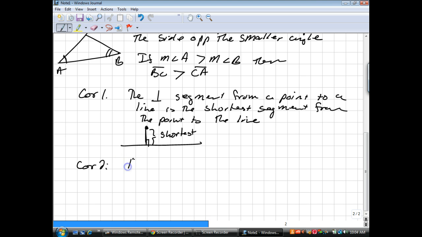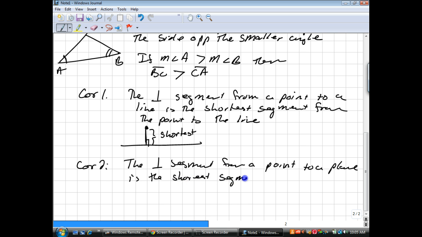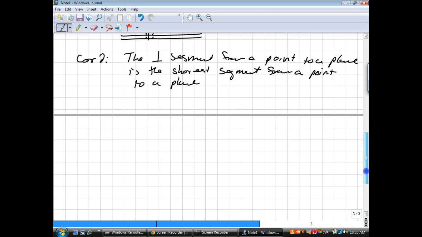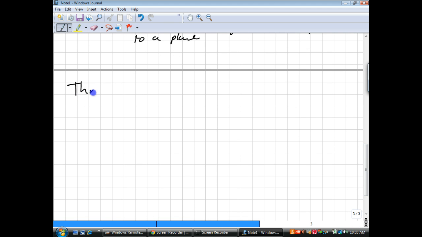Corollary 2 says the perpendicular segment from a point to a plane is the shortest segment from a point to a plane. And then that brings us to our final theorem, and this one has a name.